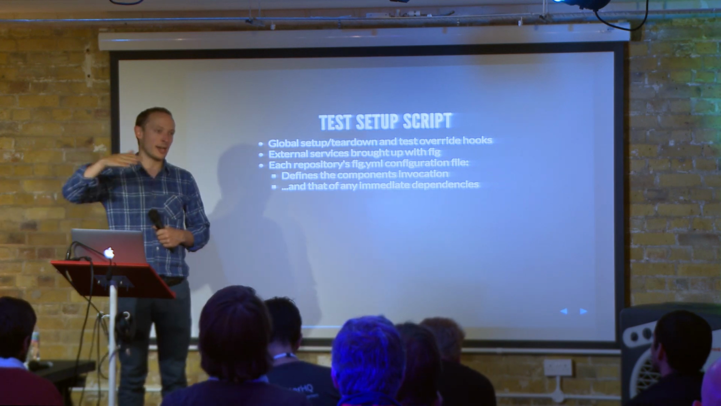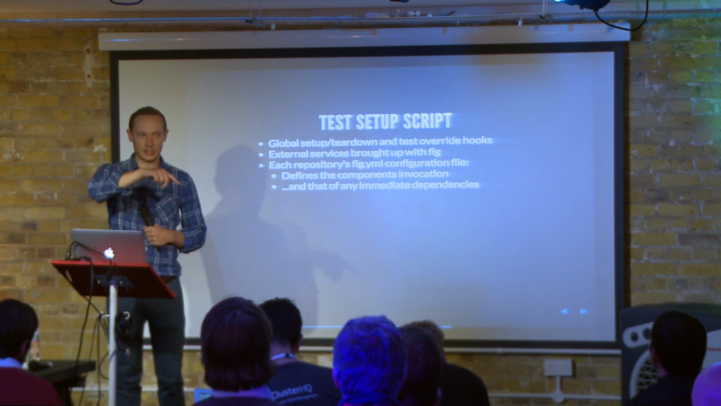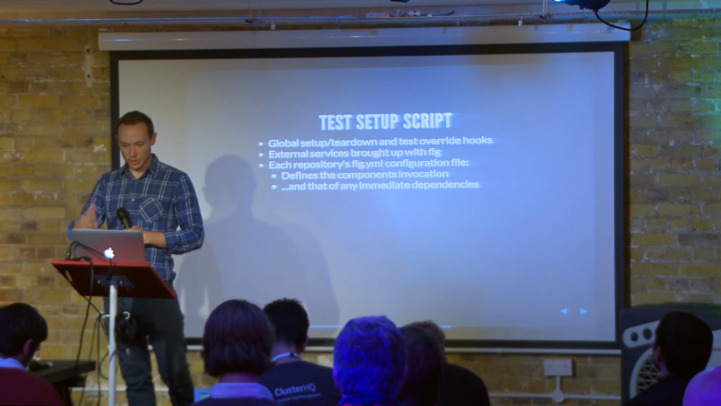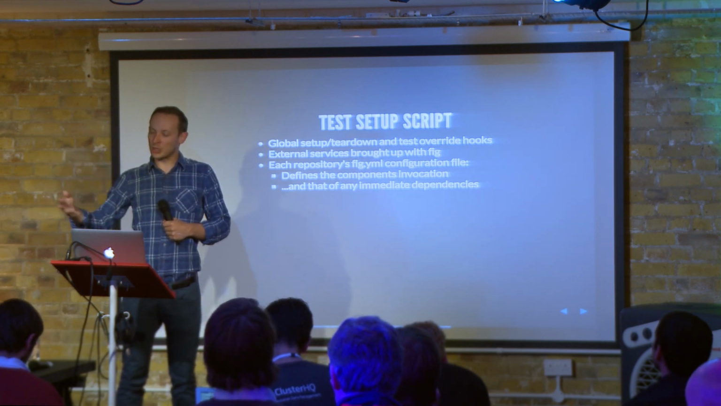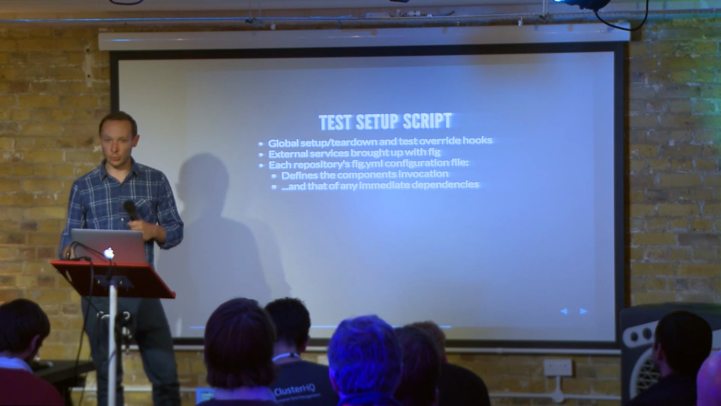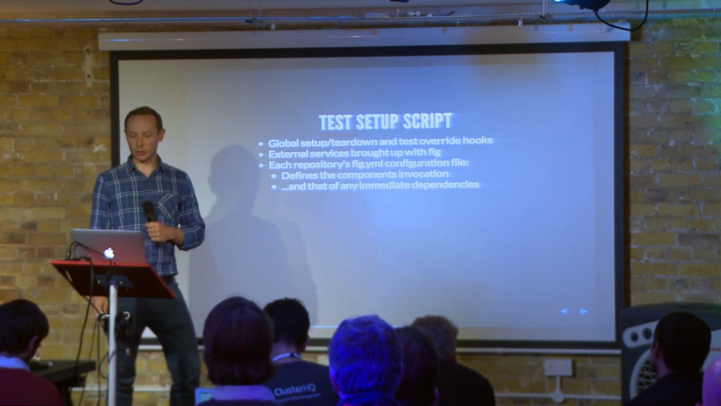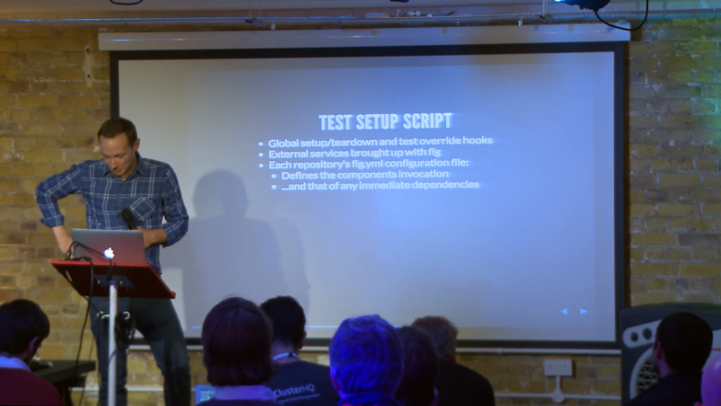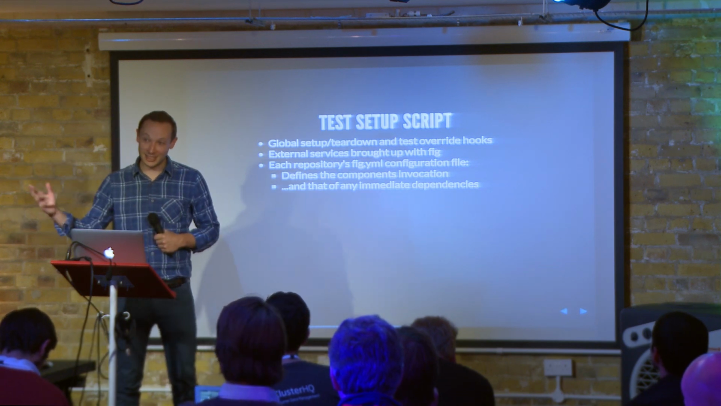You don't want to have to call back to a contrived HTTP service that you've brought up specifically to set a fixture up, etc. So the setup script does some broad global configuration and then brings up external services required for the functional testing of that component. So each repository's fig YAML configuration file defines the component's invocation and that of any immediate dependencies.